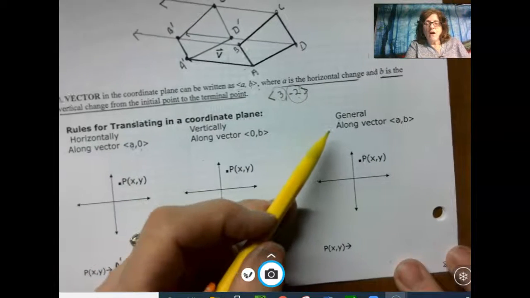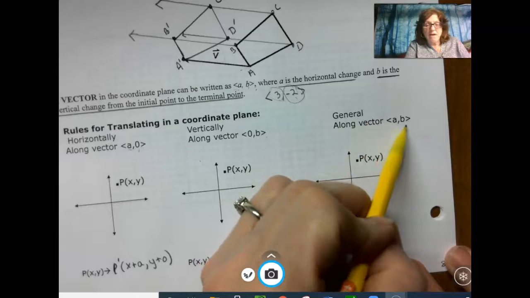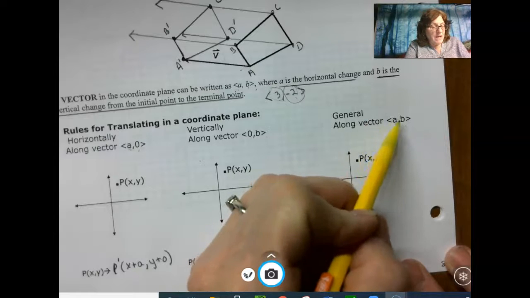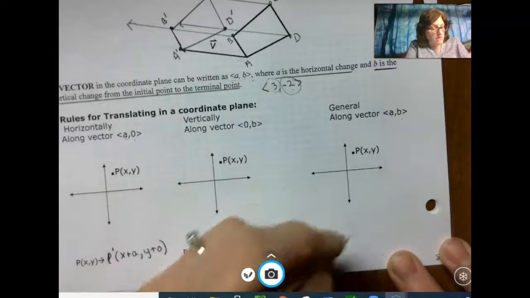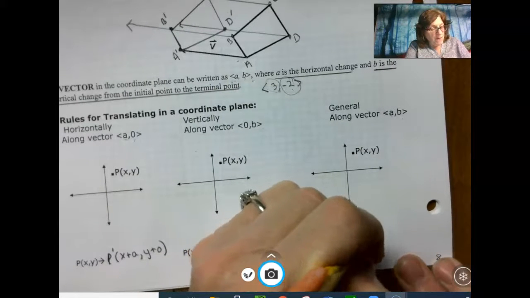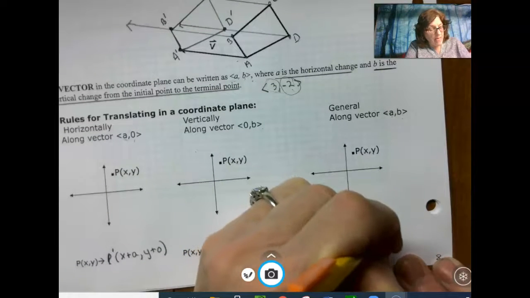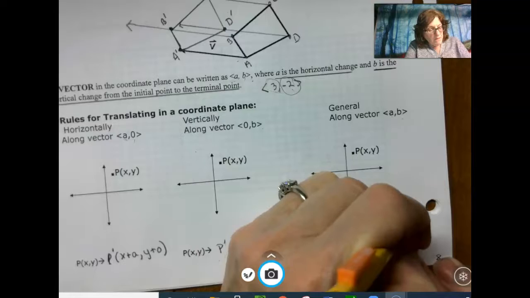And for a vector where there's a change in both the x and y, we're just going to add those values to the given x and y coordinates. So my P prime here would be x plus a, y plus b.